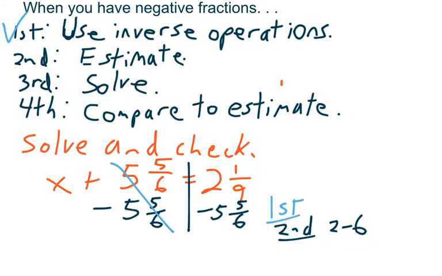Now think about my rules. When I subtract integers, I really just take the larger number, which is the 6, and subtract the smaller number, which is the 2. 6 minus 2 is 4. But I need to remember to keep the sign of the larger number. So the larger number is 6 and it's negative, so that would be negative 4. So my estimate is negative 4.